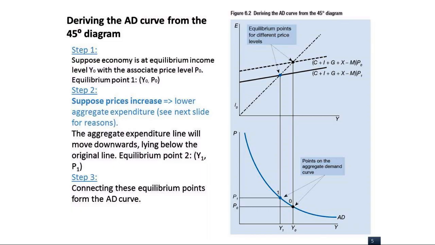So at a price P0, you have output or incomes of Y0, but then if prices go up to P1, income is less at Y1. And you find this negative relationship between price and income shown by the AD curve.